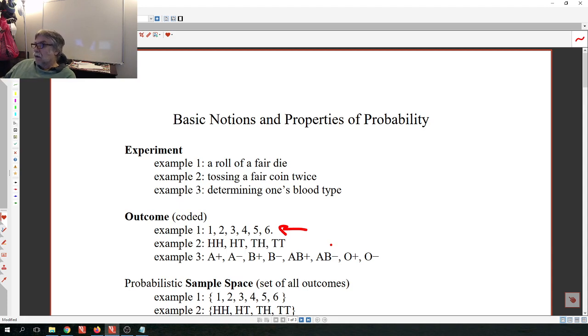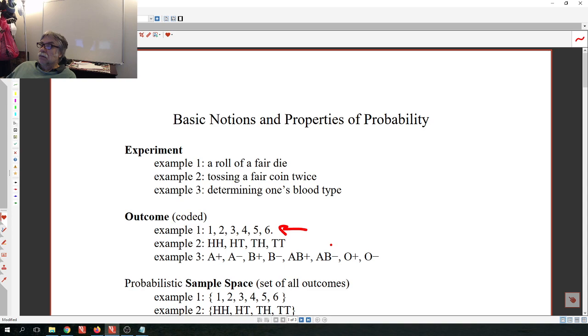Another experiment could be taking blood from a random person and determining blood type. Now we have 8 different blood types: A plus, A minus, B plus, B minus, AB plus or minus, and O plus or minus. So those are the outcomes. Again, you could have something else happening, like a contaminated sample where we couldn't find the blood type, so nothing happened. But we would consider that an unsuccessful experiment, so it would not be in the notion of an outcome.